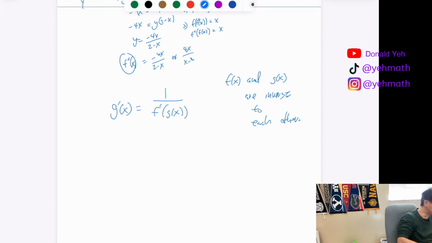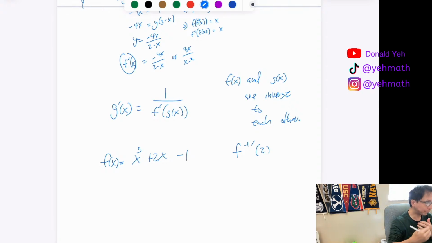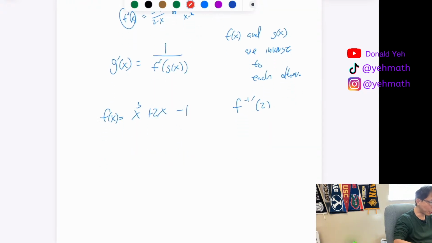So here's a question. f of x equals x to the third plus 2x minus 1. And we say, hey, it's possible to find f inverse prime of 2. Is it possible for me to find f inverse prime of 2? Some of you are going to say, oh yeah, I can do it. I just find the inverse function and take a derivative of that. There's a small issue with that, because it's not possible to find the inverse in this particular case. You can try it.